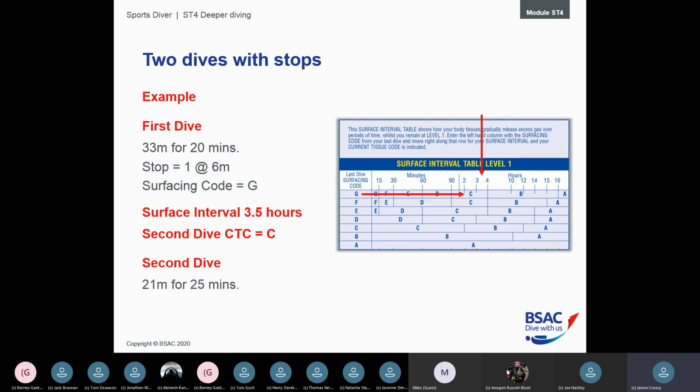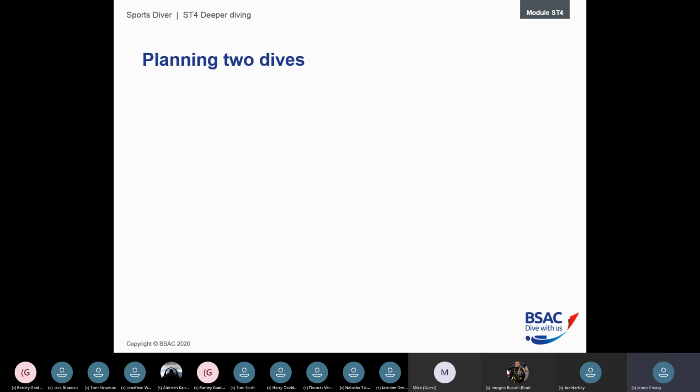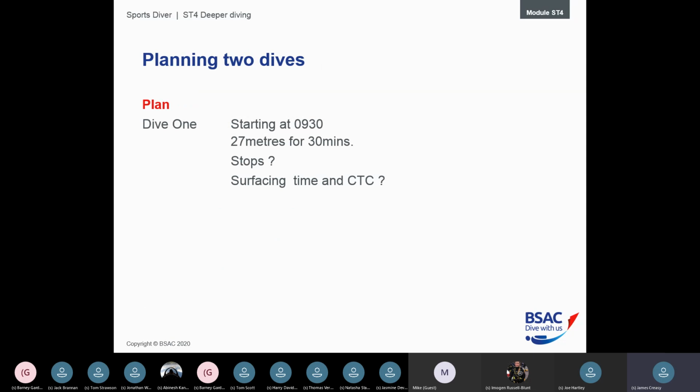So yeah, second dive of 21 meters for 25 minutes, 3 minutes at 6 meters, surfacing code G. So we're planning with 2 dives. This is again going to be quite painful. We've got the time of the first dive. You go down to the depth, go across to 30 minutes. And then you do the stop that it tells you to do, and you find your surfacing code.